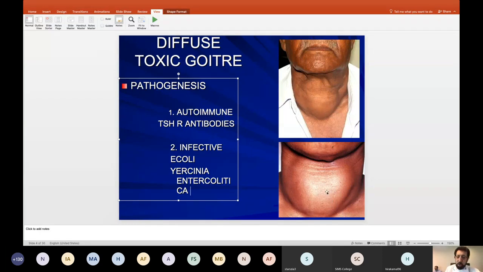These bacteria will also go onto the thyroid-stimulating hormone receptor sites on the thyroid gland and start stimulating the thyroid follicles to develop not only hyperplasia but hypertrophy. So remember that this diffuse toxic goiter can have a bacterial origin as well, and you know that E. coli is very, very common in our society. So you should remember this point as well. That's how a diffuse toxic goiter develops.